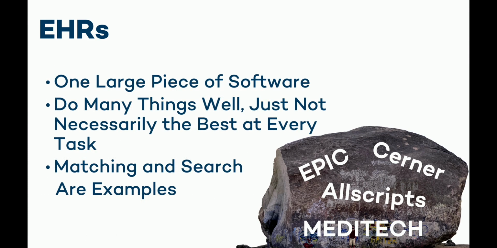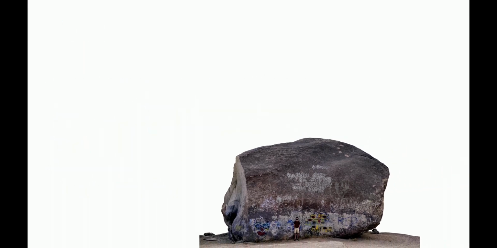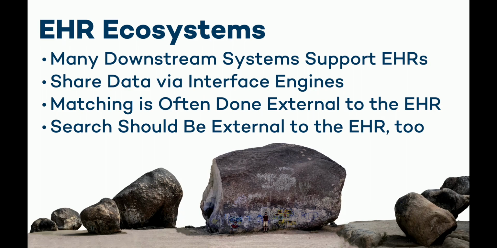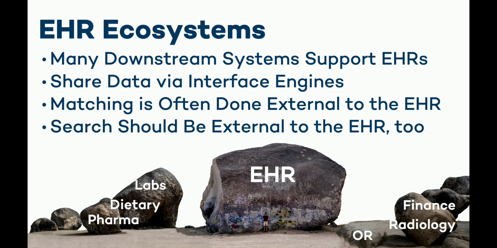But like the old saying goes, jack of all trades, master of none, that applies to EHRs. EHRs simply can't be good at every single thing. And that's why we have multiple separate downstream systems. We have systems for labs and finance and dietary, pharmacological, cardiology, radiology, OR, coding. And I'm suggesting that search probably should be one of those downstream systems too, until at least EHR search improves dramatically. That is to say, EHRs adopt modern search.